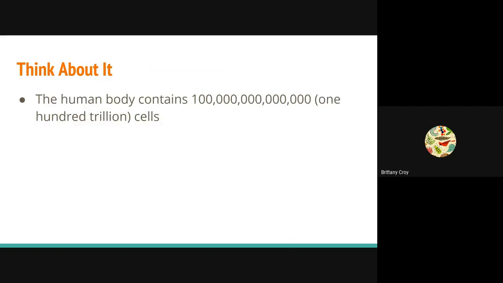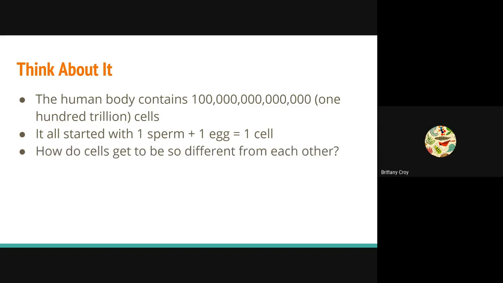Let's start by thinking about this. The human body contains 100 trillion cells, and it all started back with one sperm and one egg combining to form one cell. So, how did you go from being one cell to being 100 trillion cells that are all different from each other? Do you know what I mean? Because you have skin cells and heart cells and nerve cells and liver cells, and yet they all came from one cell. How could that one cell turn into all of these different cell types?